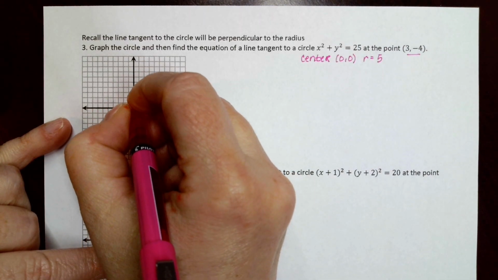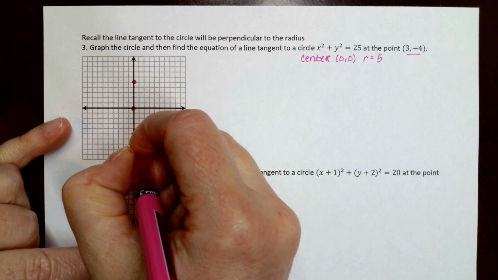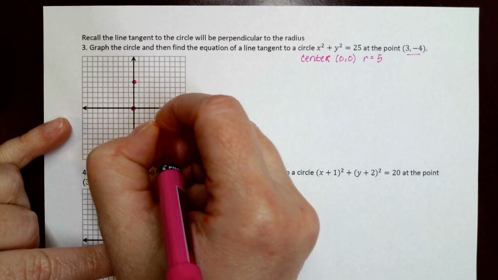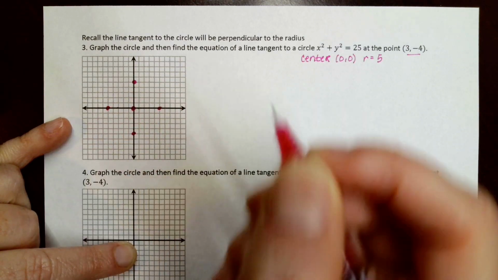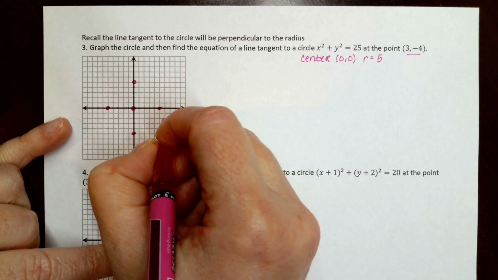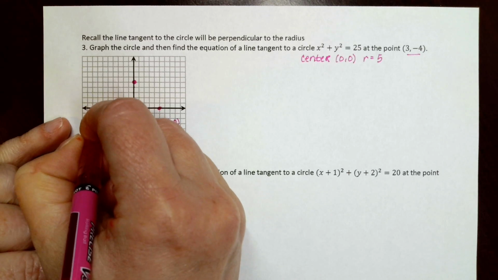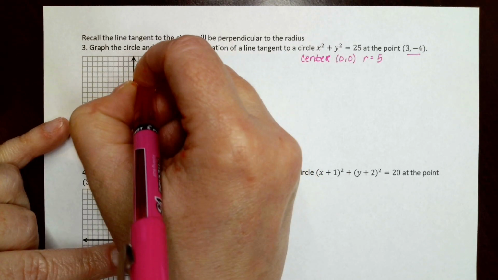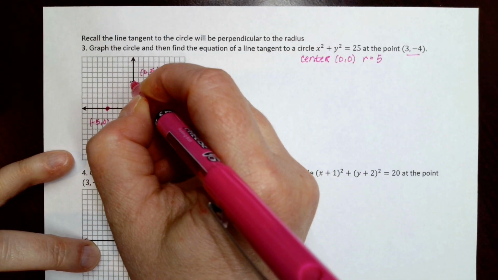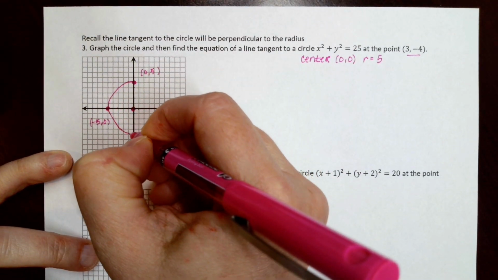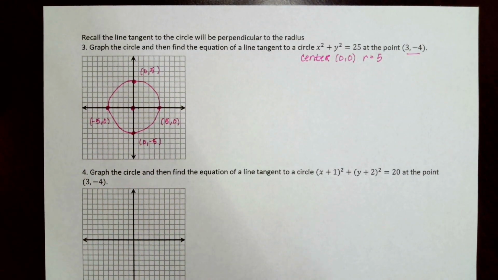So 1, 2, 3, 4, 5 in each direction. Here we go. Now if they ask you to label them, we'd have 5, 0, 0, negative 5, negative 5, 0, and 0, 5. If you were asked to label the points, we can absolutely do that. Something round-ish that hits the points would be great. There we go, there's our circle.